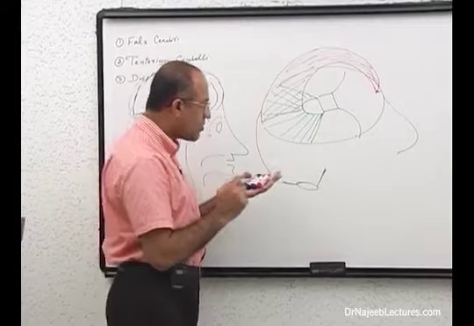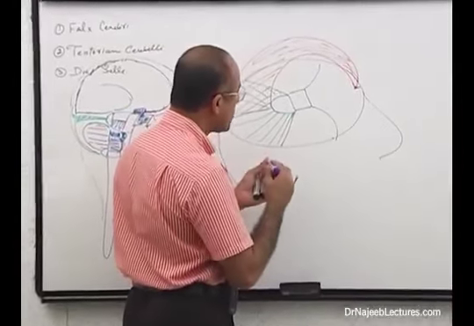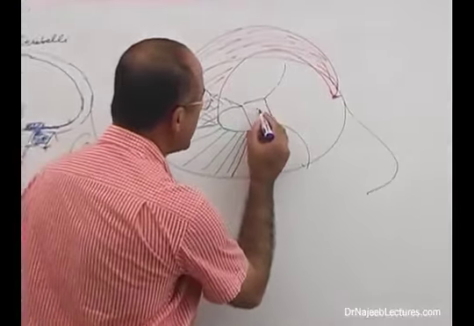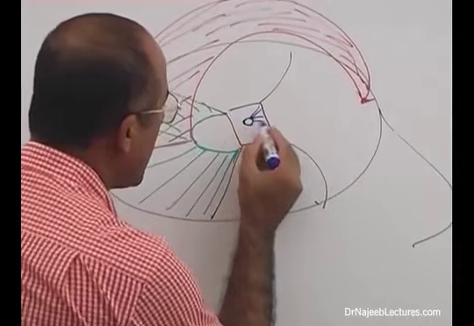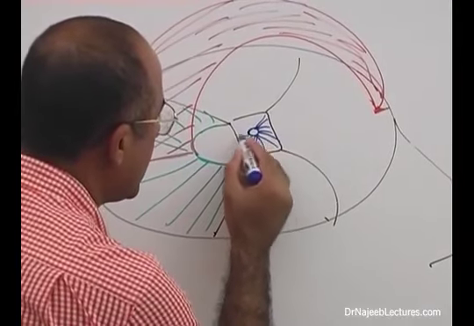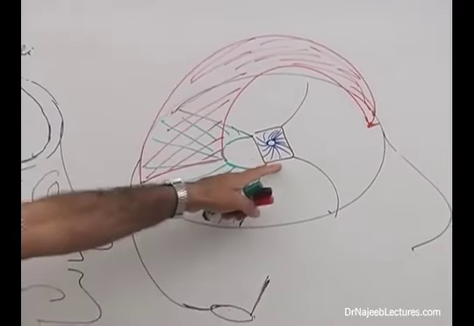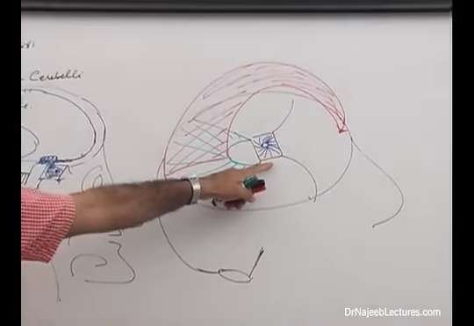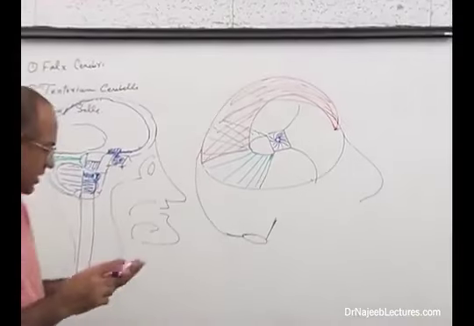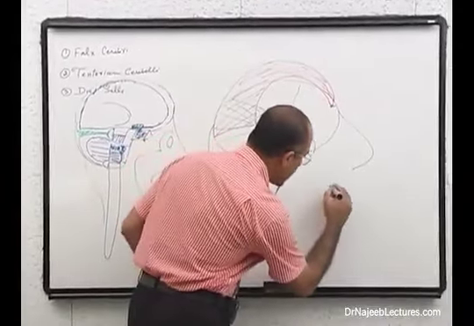Third, one more fold is at this point. This is a fold of dura mater which is present above the sella turcica. Now what is the sella turcica? Again, let me make another diagram.